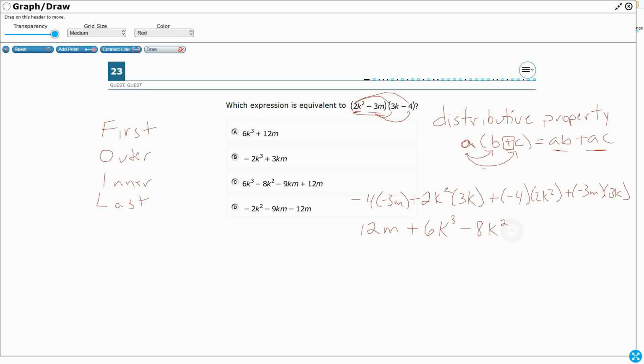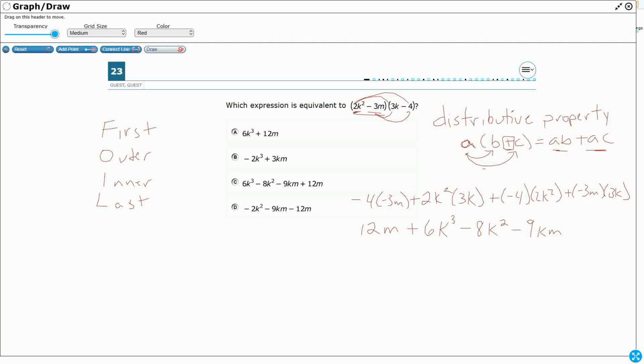And then I've got a 3m and a 3k, and I've got a negative 3m. So let's go ahead and make it a minus 9. And I can't combine the m and the k, so I'm going to write both of them, but we typically put them in alphabetical order. Okay, so I can't combine any of these. All I need to do is rearrange them.